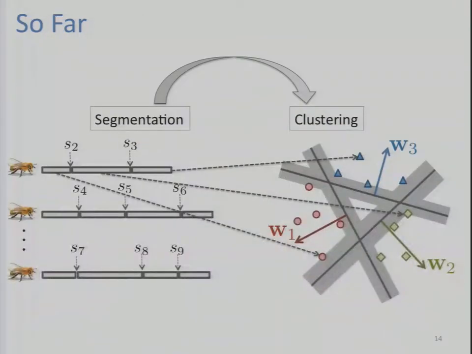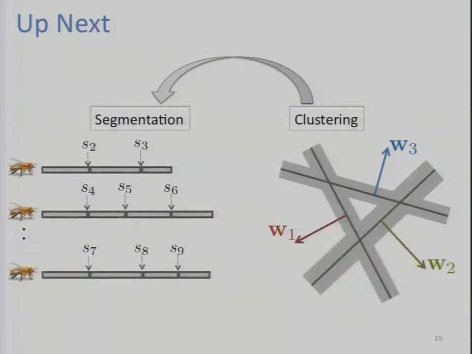Okay, so far, what I described is, given the segmentation, how we can build the clustering model, which means the weight vectors W1, W2, and W3 here. Next, I'm going to talk about, given the clustering model, how we can come back and update the segmentation.